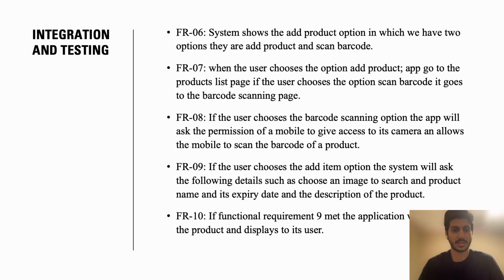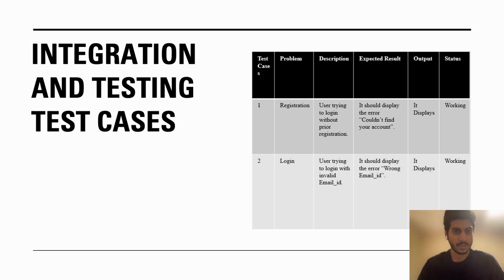Next, if the user chooses the add item option, the system will ask for the following details: choose an image to search, the product name, its expiry date, and the description of the product. And if functional requirement 9 is met, the application will search for the product and display it to the user.